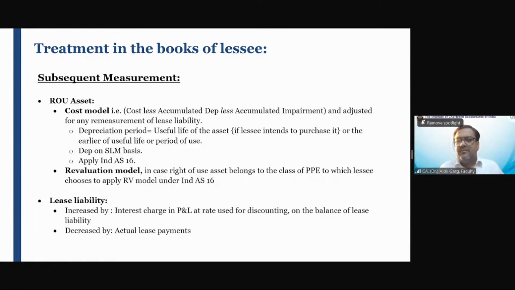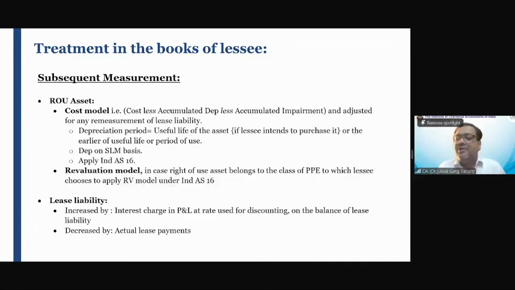Yes, sir. You remember now? We have also considered the third leg was exercise price in case of a purchase option. So friends, for example, the company has taken an asset on a lease basis for a period of 10 years. And after that, there is an exercise price, because the purchase option is available.